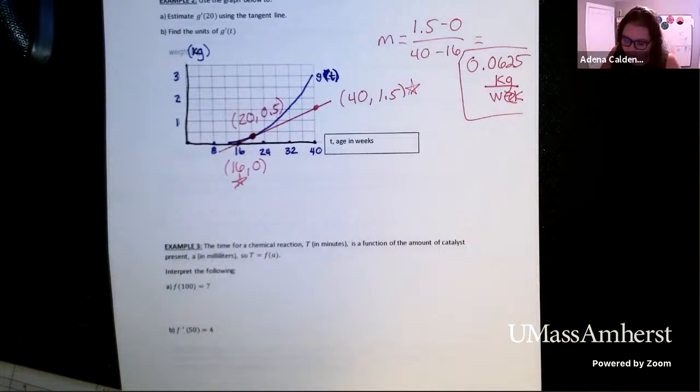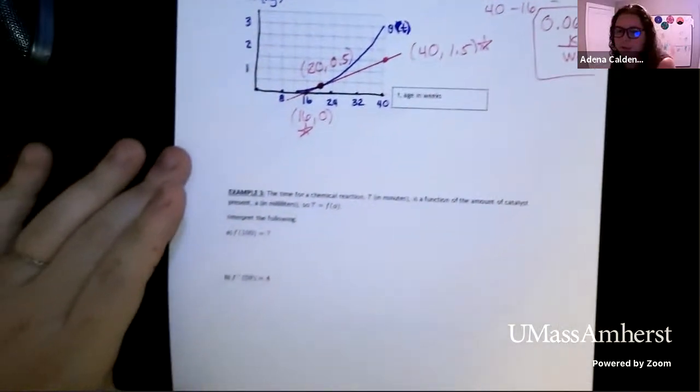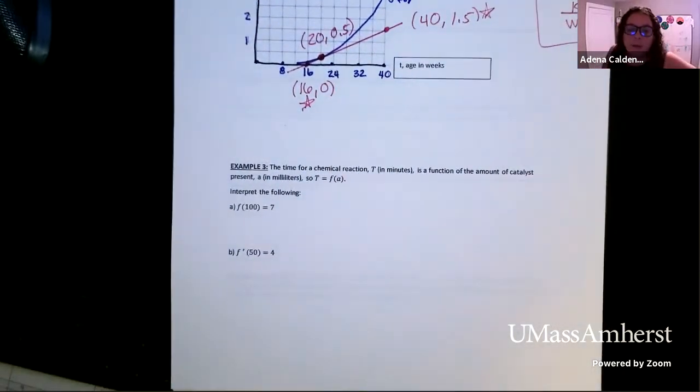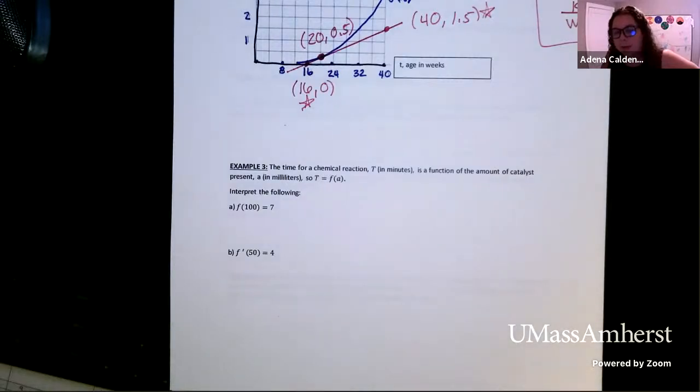Okay, so we're going to do another problem, and this one is a little bit tricky. So the next problem is going to be a statement interpretation, right? The time for a chemical reaction, capital T in minutes, is a function of the amount of catalyst present, A, in milliliters. So T equals f of A. So first for part A, you're interpreting the statement f of 100 equals 7. So this goes back to what we were doing in chapter 1, right? So what do these numbers mean? What are their units? How do we put it in a sentence?